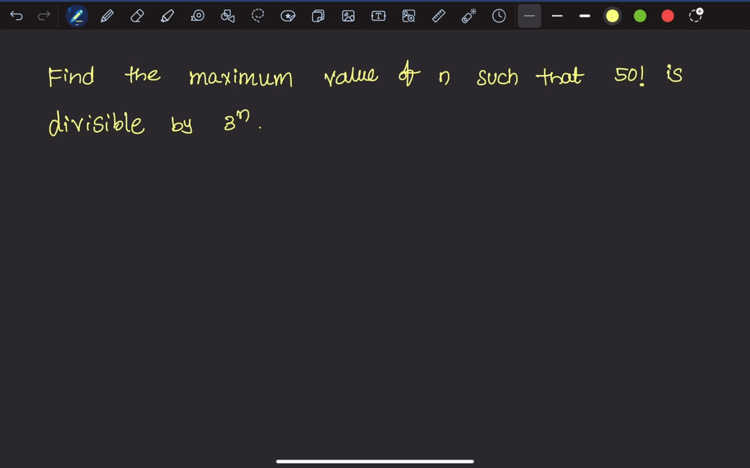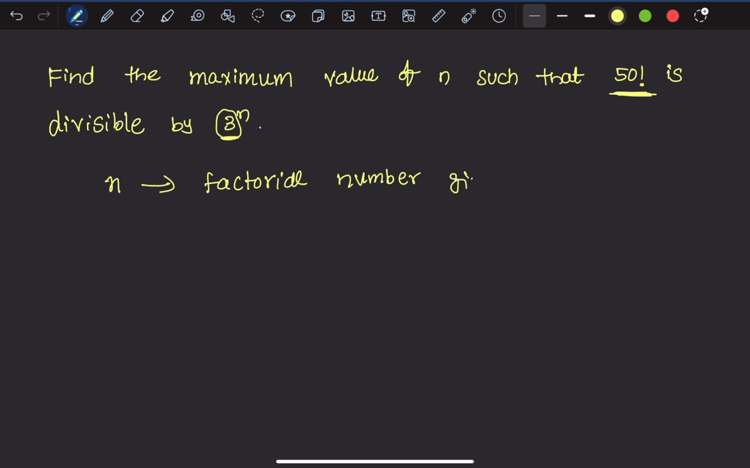So let us move to the next question. Here we have to find the maximum value of n such that 50 factorial is divisible by 3 to the power n. This is a very straightforward question. You have to find the power of some number in some factorial. Whenever you have to find the power of a prime number in some factorial, let us say n is the factorial number given to you, in this case it is 50, and p is the prime number.